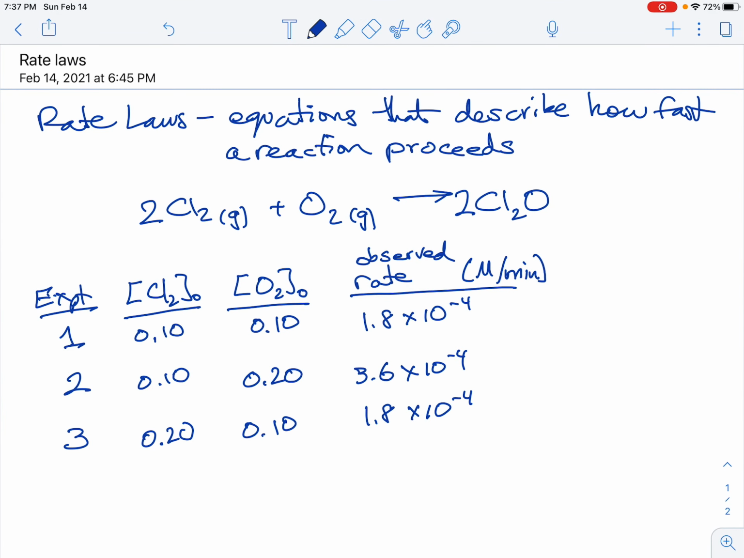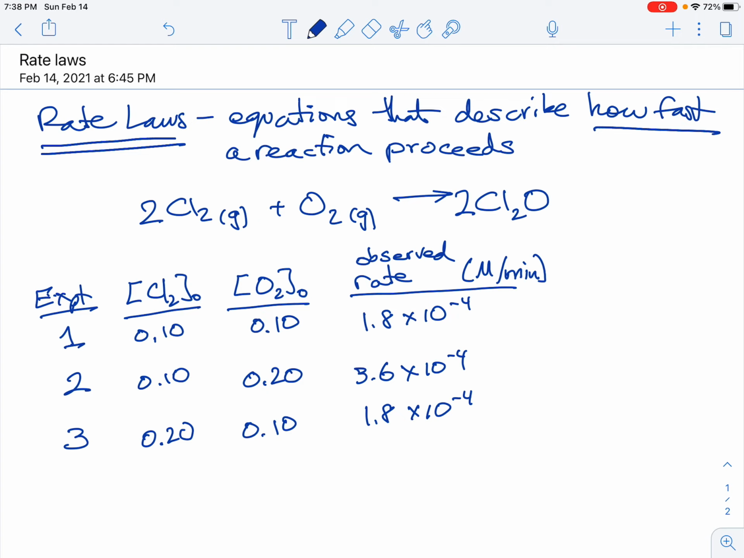Hi everyone, this is a video to describe how to solve problems related to rate laws. Rate laws are equations that describe how fast a reaction proceeds. Everything in the current unit is about how quickly something happens. We've been describing things qualitatively, and now we're going to move towards describing them quantitatively, meaning with numbers and equations.